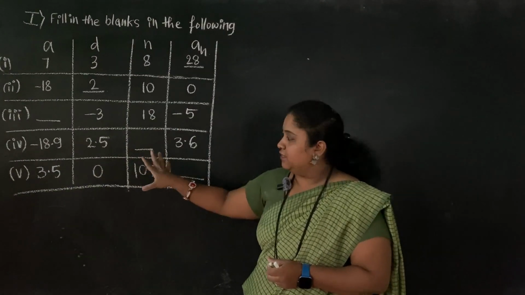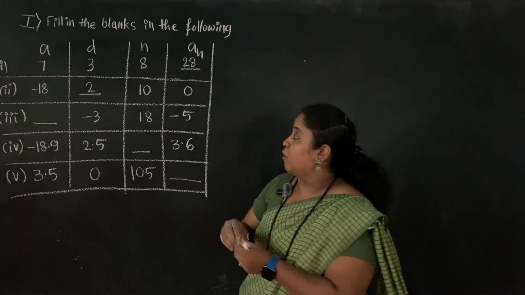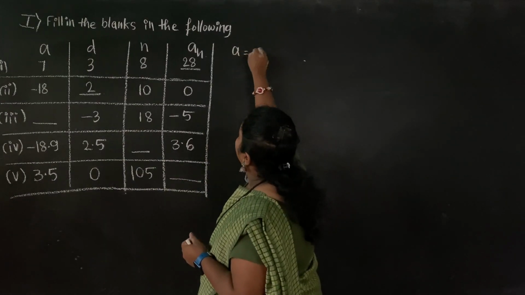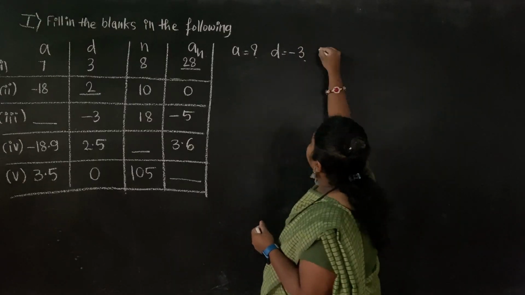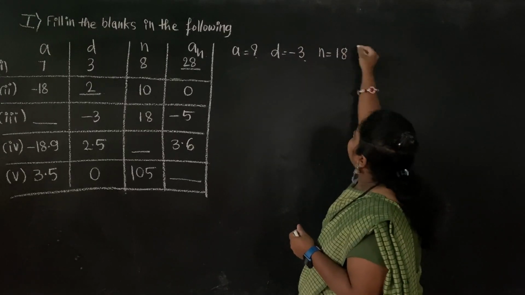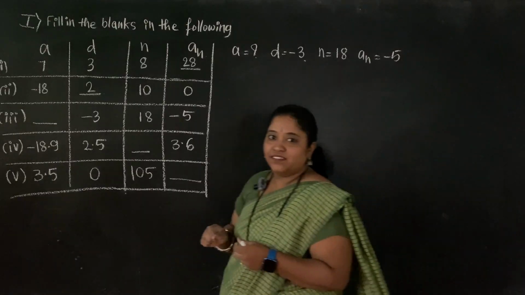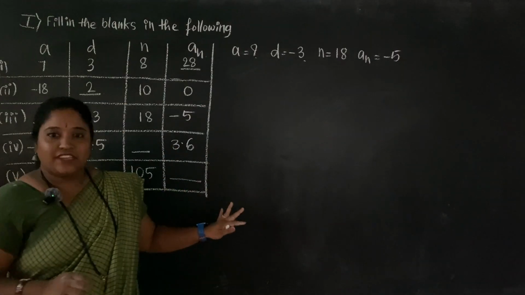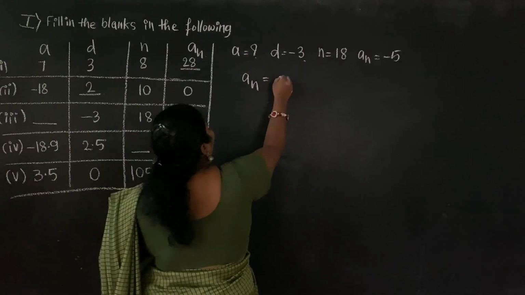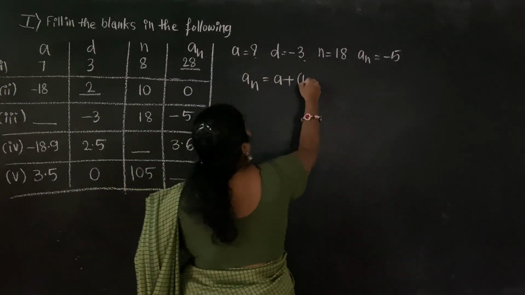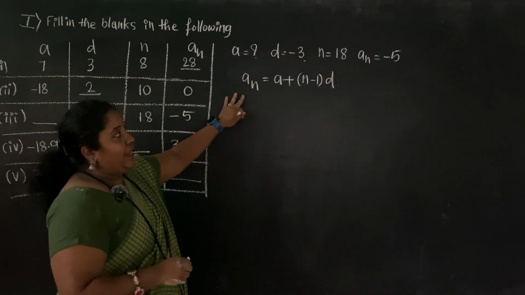Look at the third question. In the third question, a is absent. a is not provided. See here, a is equal to question mark and d is provided, that is minus 3. n is equal to 18 and an is equal to minus 5. Is it not? So now again I need to use the same formula, dears. Which is the formula I can use here? an is equal to a plus (n minus 1) into d. Isn't it? So an is provided.